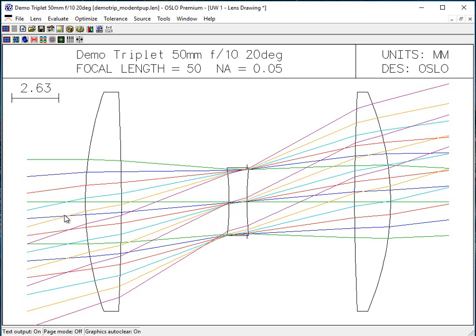A way to get an idea of where that entrance pupil would be is to take a lower field angle like this. You can see this blue ray coming right here through the middle, and if we trace it backwards through the system without refracting it, where it crosses the axis will be where the paraxial entrance pupil is. So in this mode, what we're doing is assuming that we're launching all the rays in at that paraxial entrance pupil regardless of any pupil aberrations.